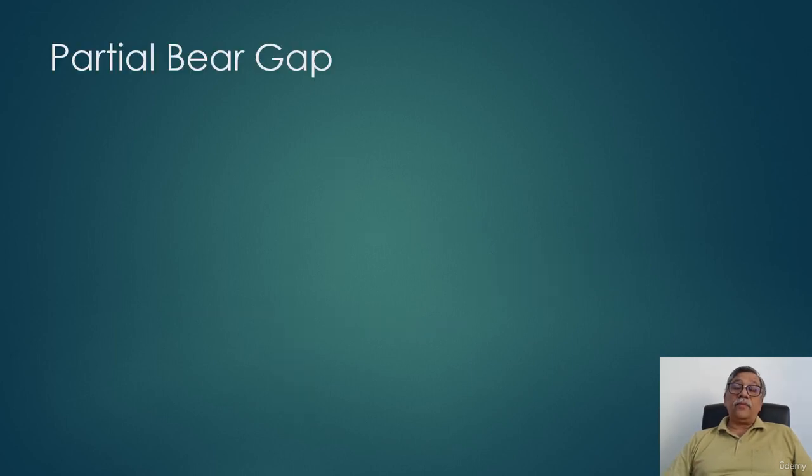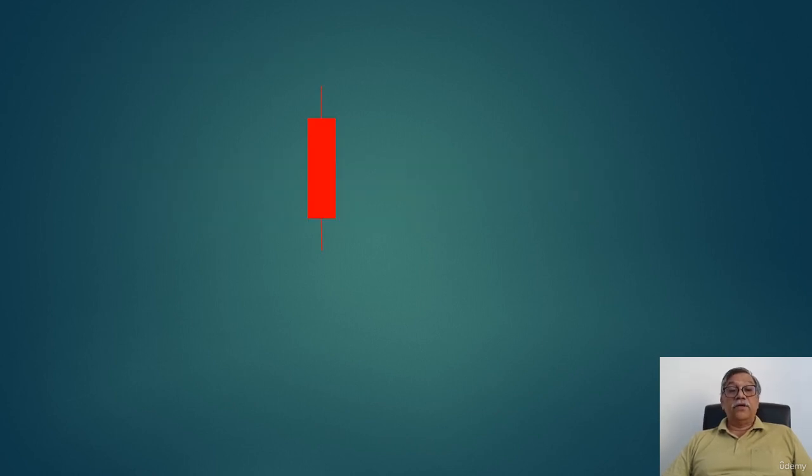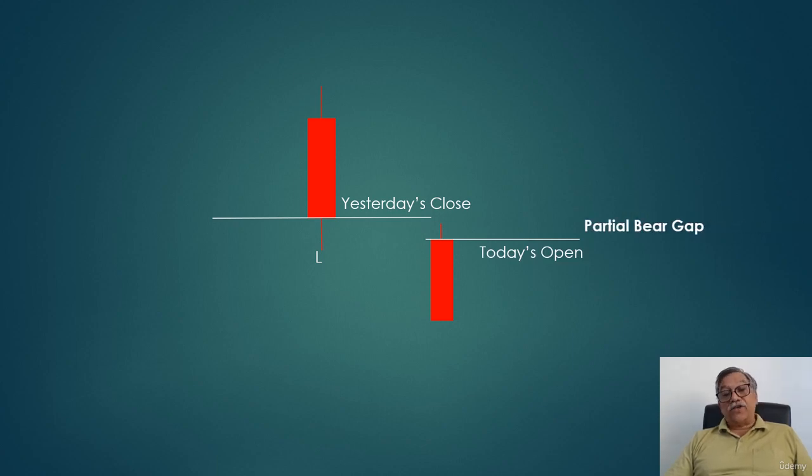Okay. Same way, there is partial bear gap. What is partial bear gap? If today's open is lower than yesterday's close, but not lower than yesterday's low, it is said to be a partial bear gap. So this is yesterday's candle. Here is yesterday's close, yesterday's low. Today it opened inside yesterday's lower shadow and then maybe went down, but at the open the two candles were overlapping. Then we call it the partial bear gap.